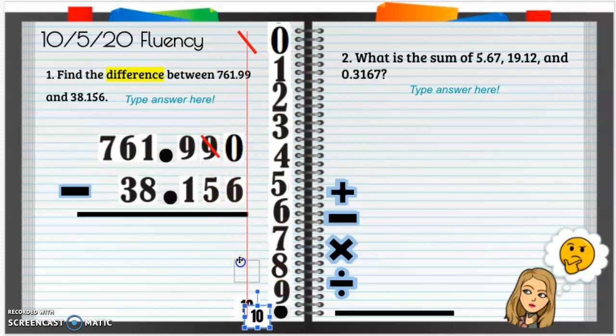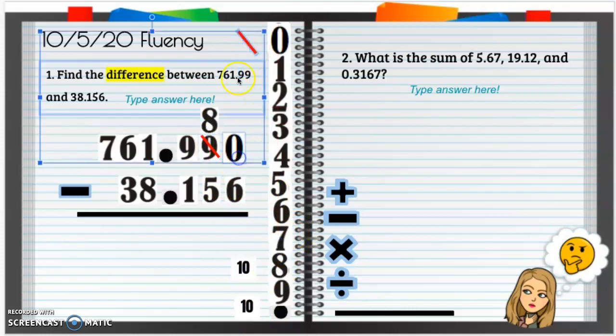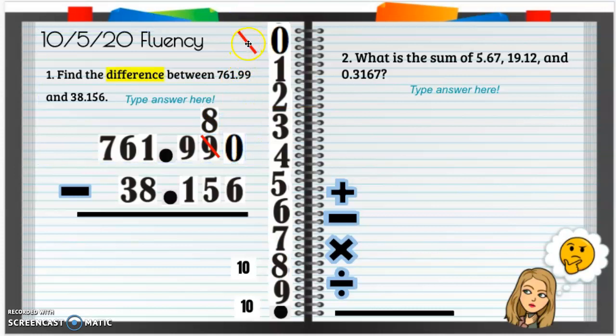Oh my goodness, I'm so sorry. That 9 becomes an 8. My bad. To make that 0 a 10. Now we can do 10 minus 6, which is going to be 4. 8 minus 5, we know that's 3. 9 minus 1, I know that's 8.